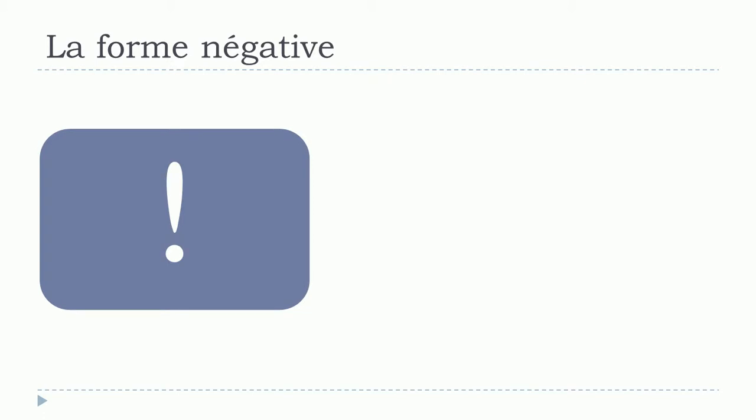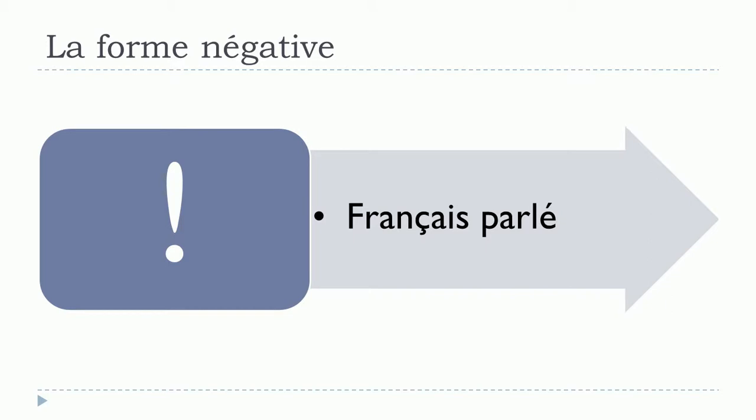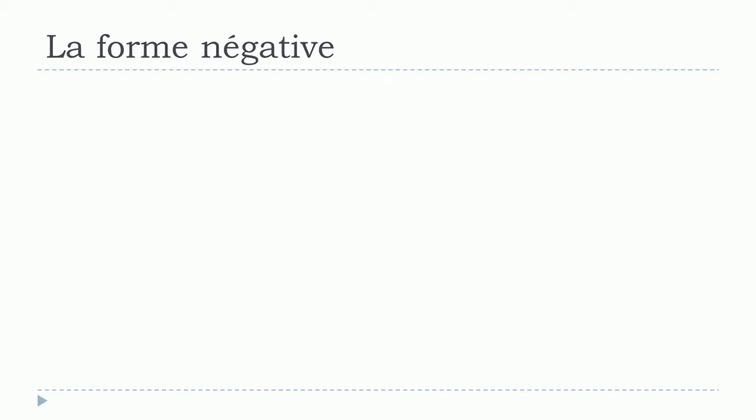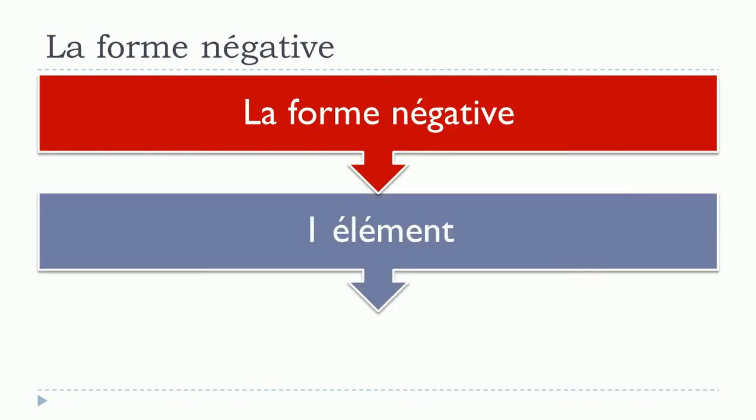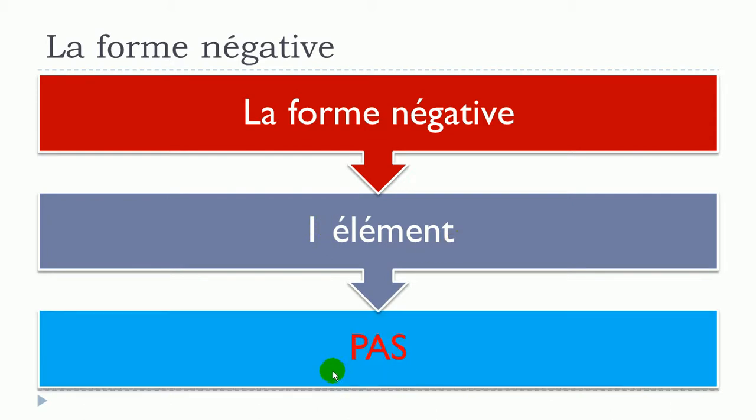Something quite important, and it's oral French. So I'm not talking about this formal oral, but I'm talking about, well, this French that you can hear when you are walking in the street and then people are speaking in an informal way. And in that case, quite often, they will actually only use one part for this negative form. And this part that they will use will be the pas. Okay, so they will take away the ne, and they will only keep this pas. Keep in mind that it is informal French.